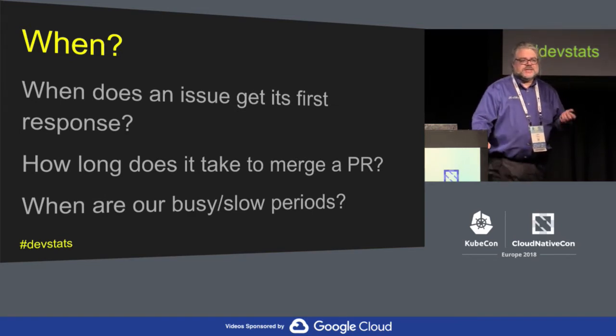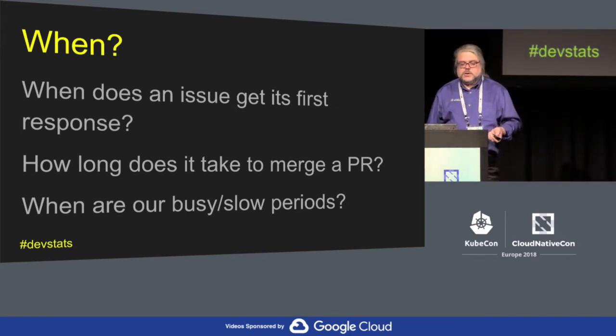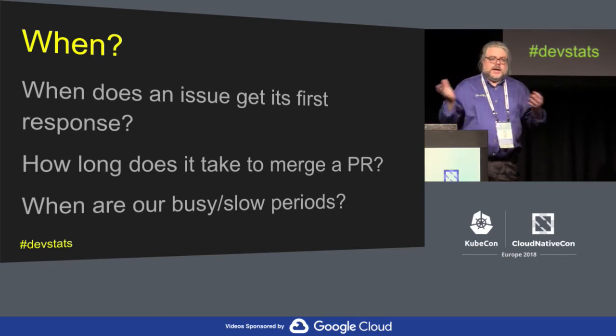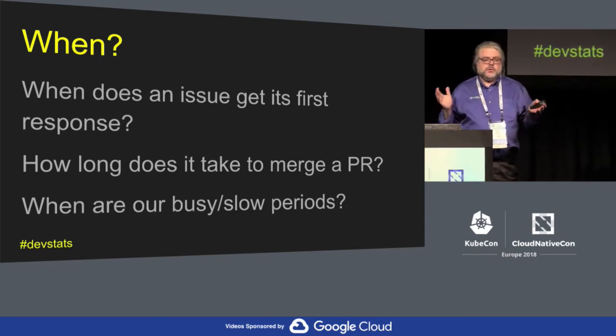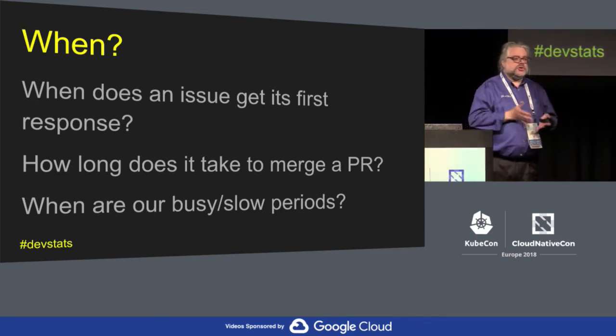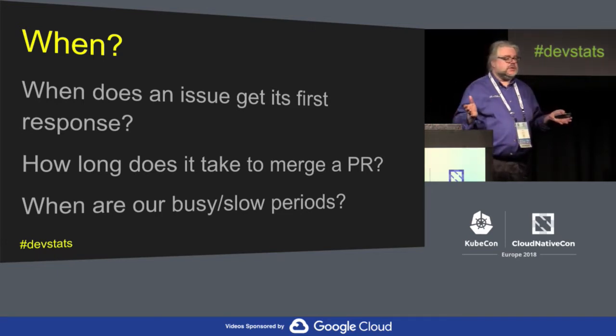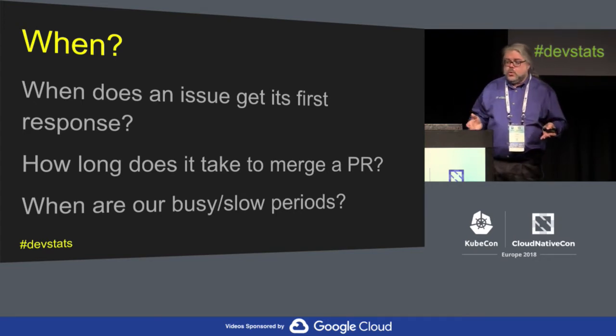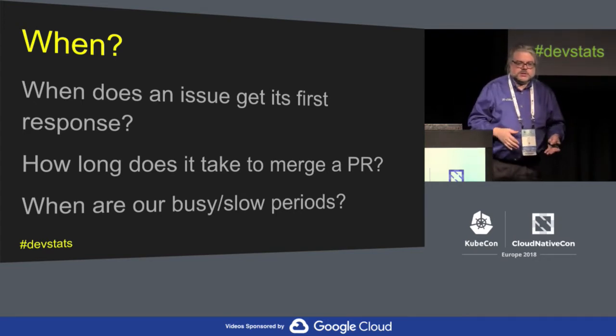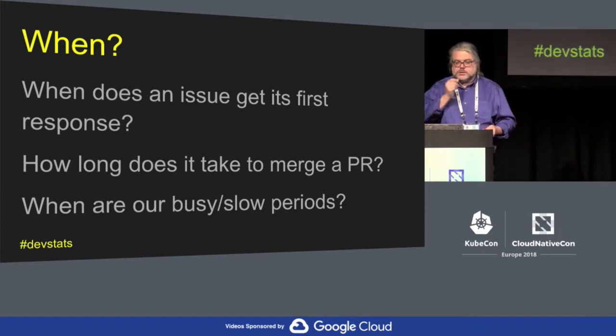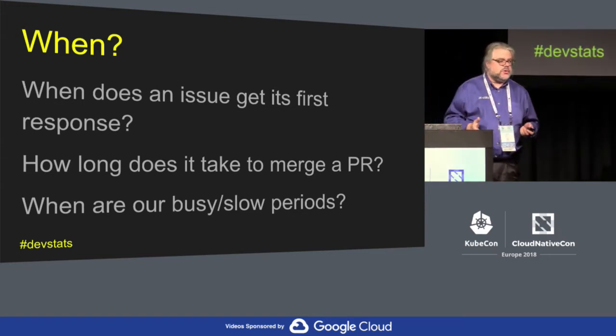And all of this is time-based as well. So we want to answer other questions, like for community health, we want to look at, hey, when does an issue first get a response from a real person on average? Or how long does it take to merge a PR? Or when are busy periods as opposed to our slow periods? And do those match up with our expectations?